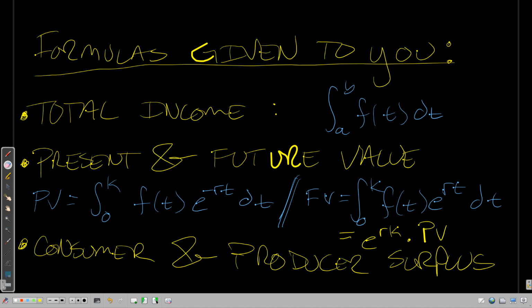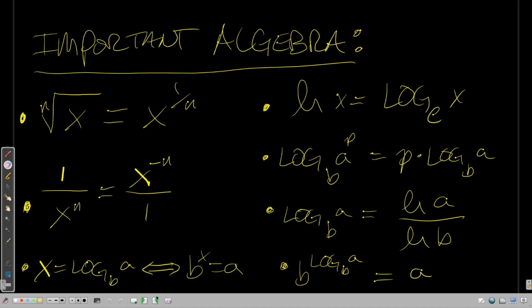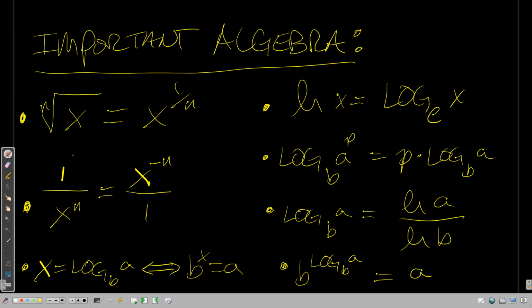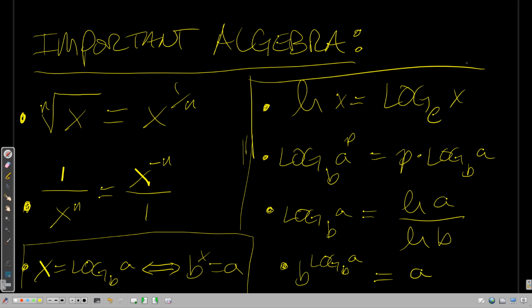And you're given the consumer and producer surplus formulas. Make sure you know this algebra. This is all algebra that you're supposed to know already. You might have to differentiate a square root. You would need to write it like that. This is quite often handy. The definition of the logarithm, and then some important properties of the logarithm.